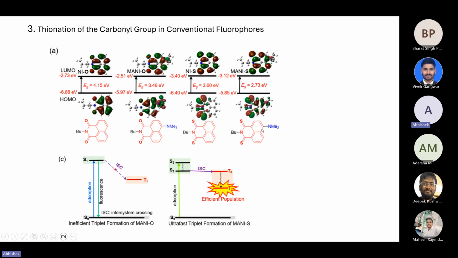And by again putting the N,N-dimethyl in this thionation compound, the HOMO-LUMO energy gap is 2.73 electron volt. And we can see that when the energy gap between the singlet excited state and the triplet is large, it is spin forbidden. However, in the case of this sulfur compound, the gap is less, so there is an efficient population.